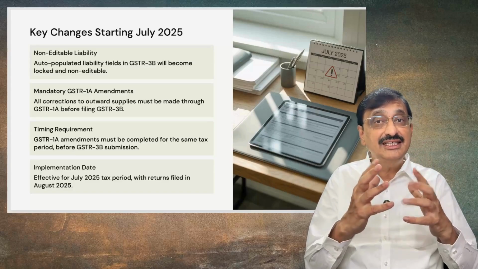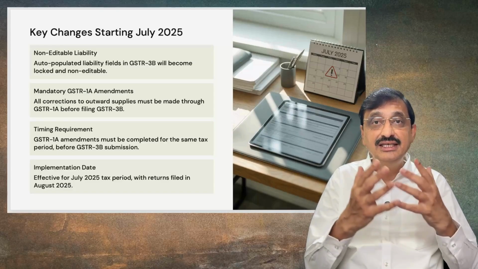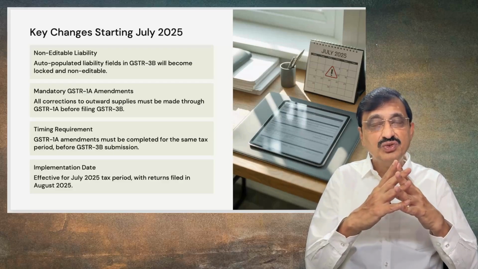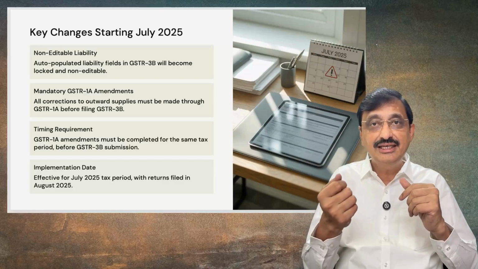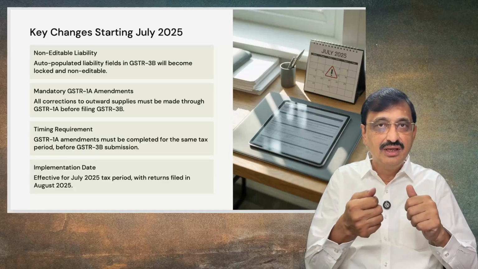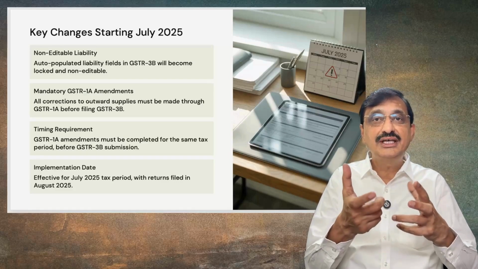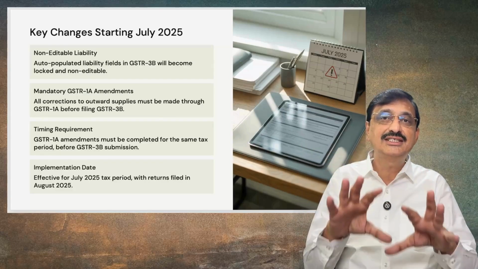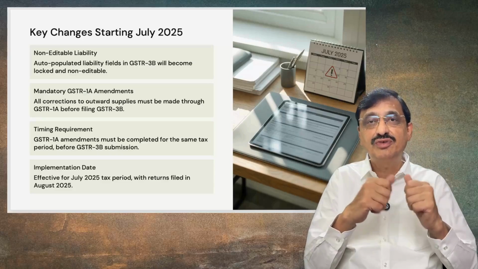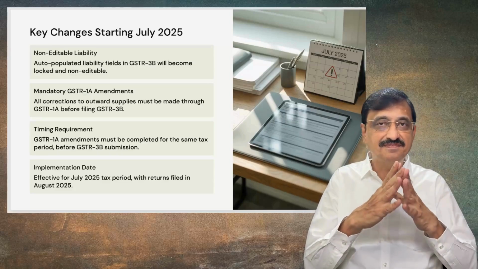If there are any changes that are required to be made in these output liabilities, what the SSC has to do is he has to furnish an amendment return in GSTR-1A and he has to make the corrections. Thereafter, the corrected data gets auto-populated in GSTR-3B. Then he has to furnish his GSTR-3B.